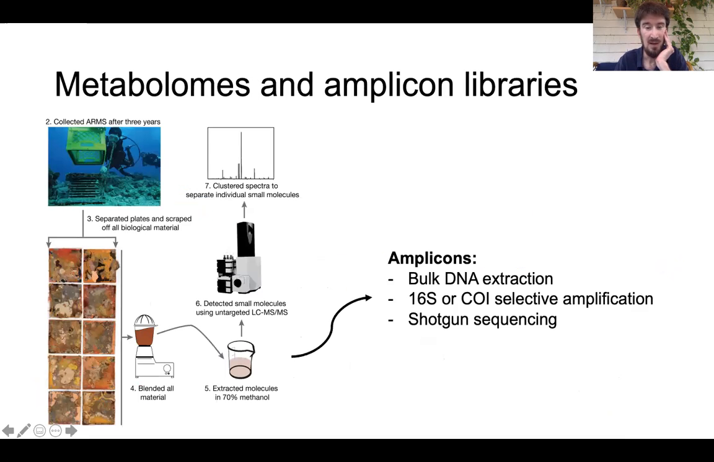So what we did is we went out and collected these ARMS after 3 years, we separated all the plates of them, scraped everything off, literally put it into a blender, extracted molecules out, detected them on the tandem mass spec, and then got all of these clustered spectra out, right? So all of these fingerprints of the molecules.